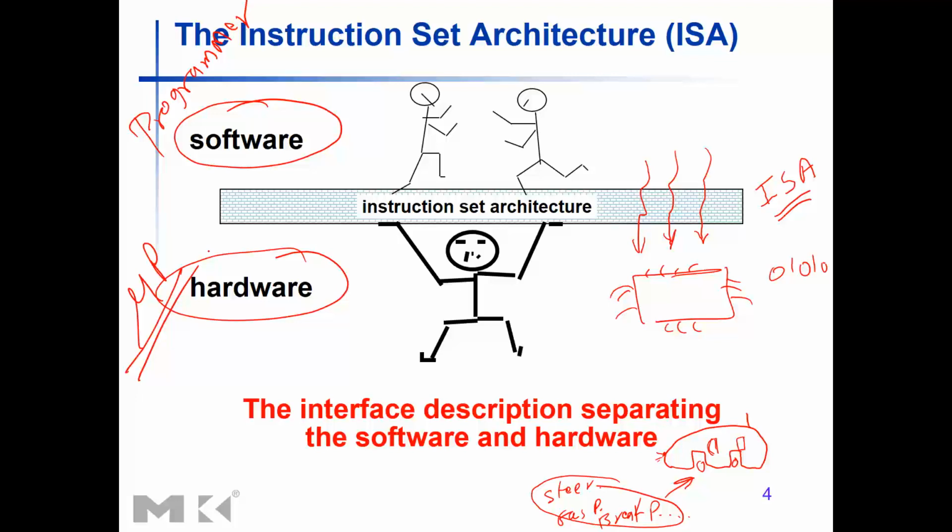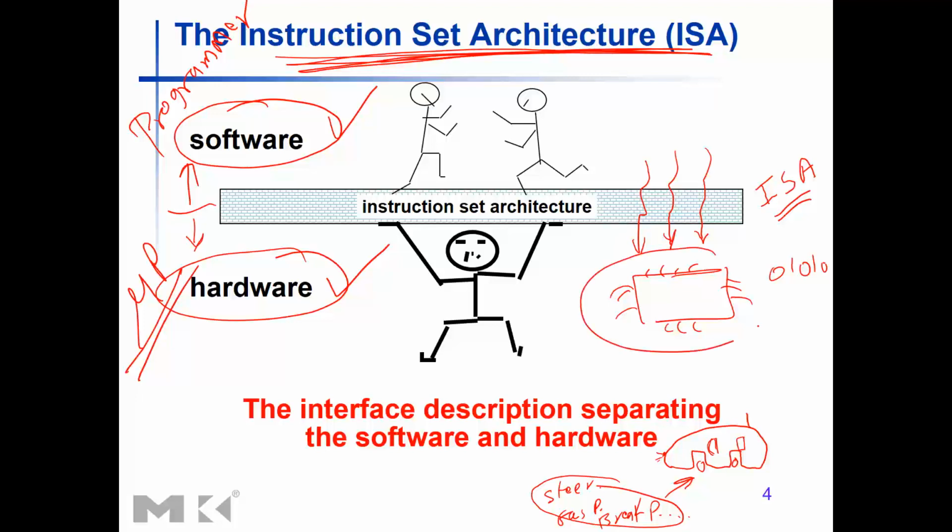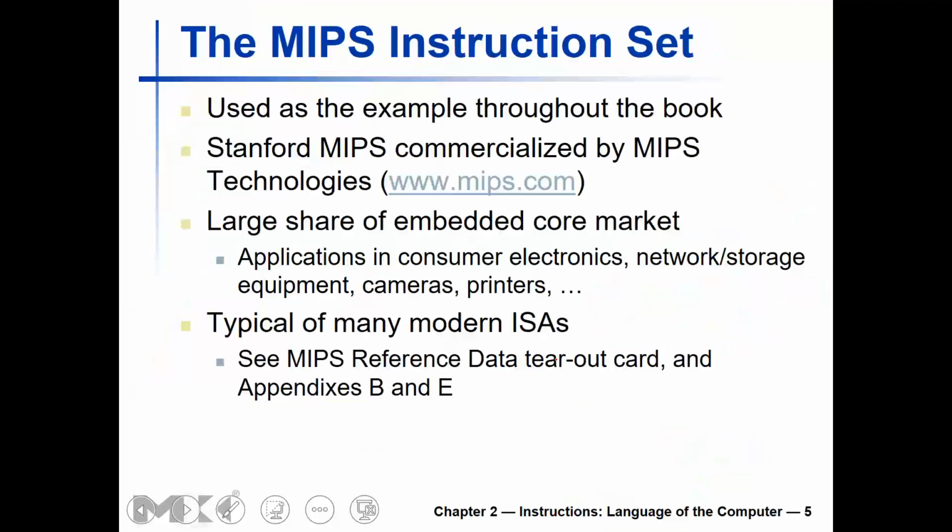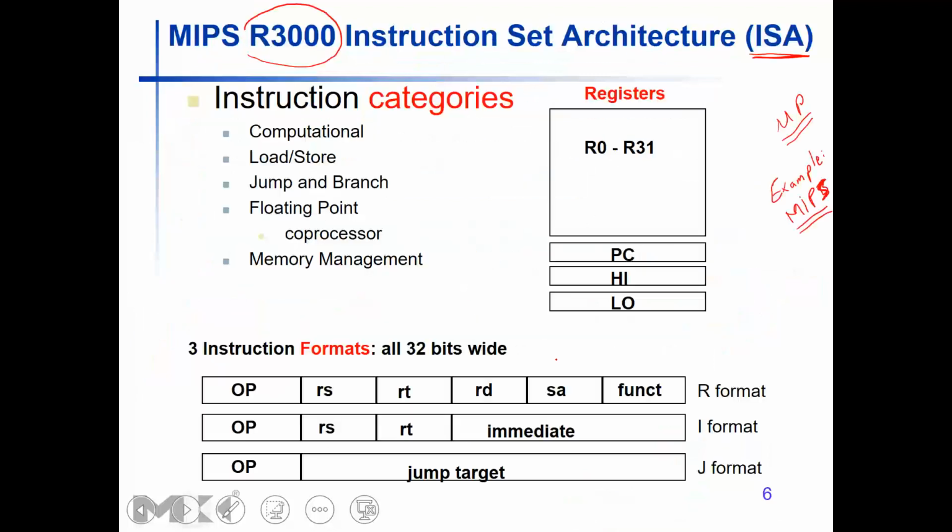The instruction set architecture separates the software world from the hardware world. Anything below it is hardware, anything above it is software. That's why it is very important that we explain the instruction set architecture, because these are the knobs that are going to operate our microprocessor. So let's keep going. What is there to explain?